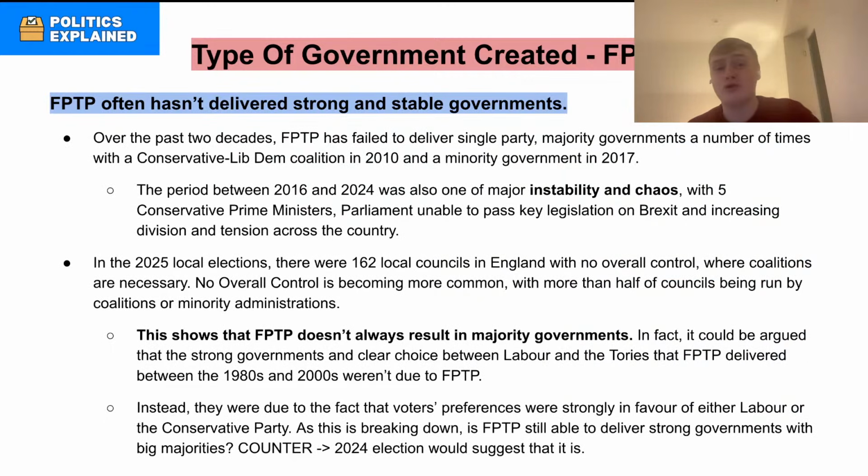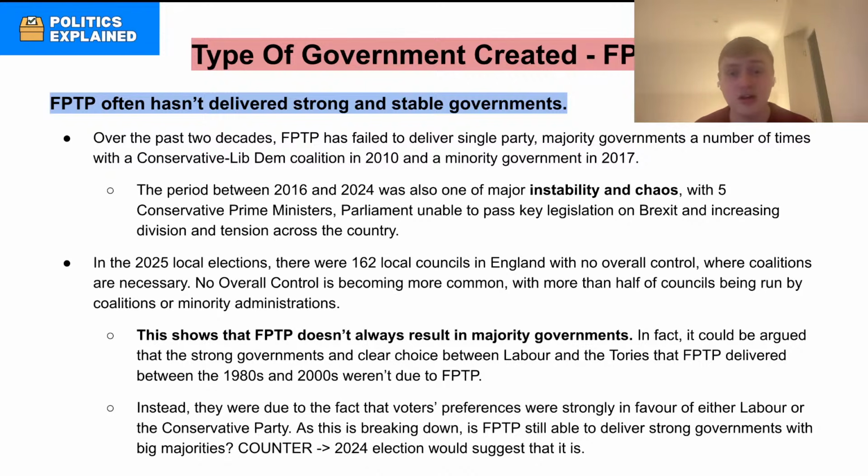And finally, we can also argue that first past the post is negative in terms of this third criteria, type of government created, because it often hasn't delivered strong and stable governance. Over the past 2 decades, first past the post has failed to deliver single party majority governments a number of times, with a Conservative Lib Dem coalition in 2010 and a minority government in 2017. So we can argue it's not effective at producing strong governments, even if people argue that that's a strength.